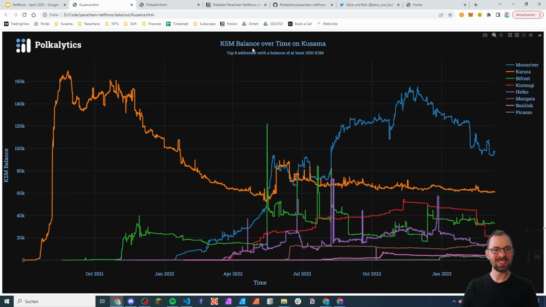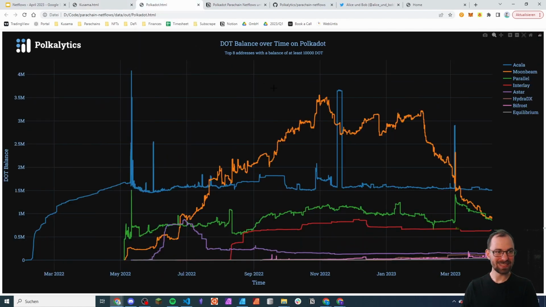So this analysis is only showing the top addresses with more than 1000 KSM at the point of the last measurement. The same here for Polkadot, only chains with more than 10,000 DOT. That would be $60,000 as of today. So what do we see here?